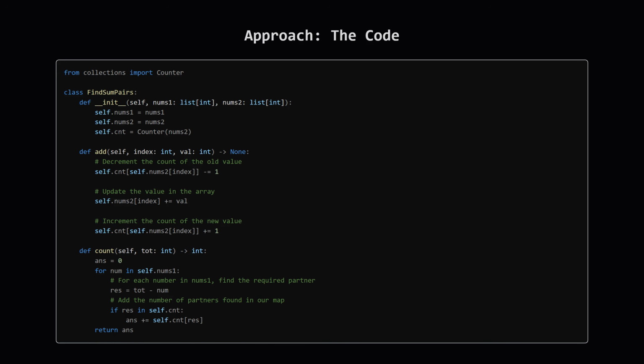Alright, let's see how this all looks in Python. When we initialize the class, we store both lists, and most importantly, we create a counter for the list called nums2. A counter is just Python's built-in tool for making a frequency map. The add method does exactly what we discussed: decrement the old count, update the array, and increment the new count. And the count method just loops through nums1, calculates the partner it needs, and adds the count from our map to the answer. It's pretty clean and follows our logic perfectly.